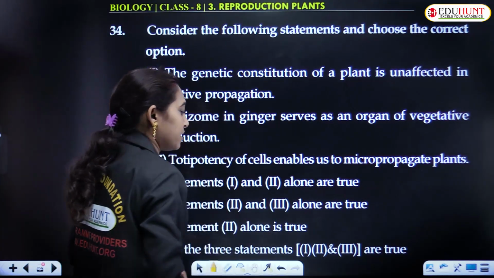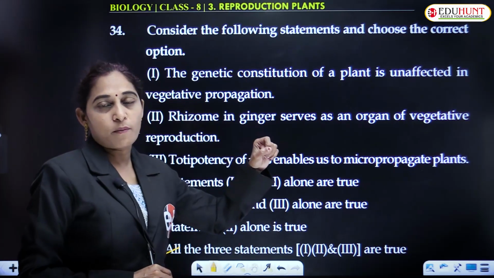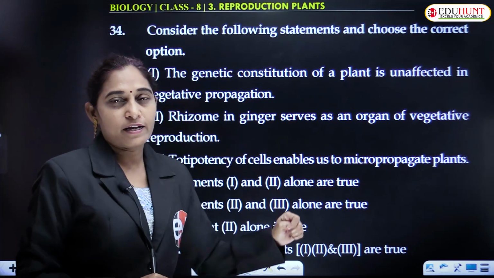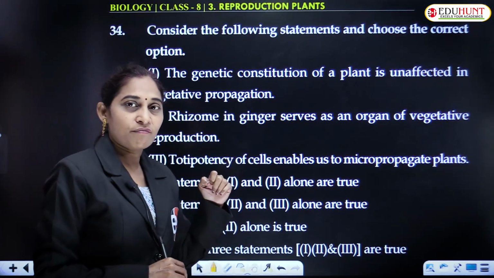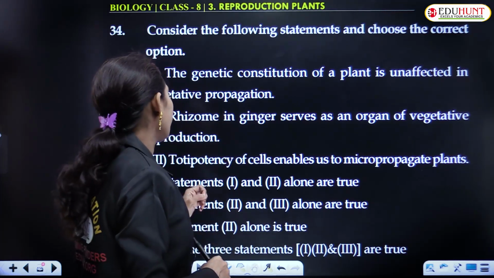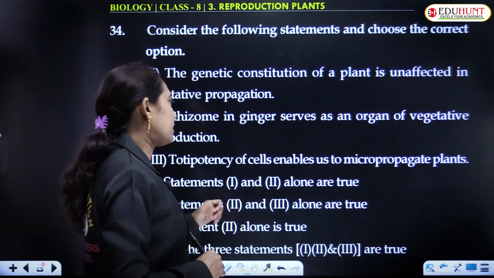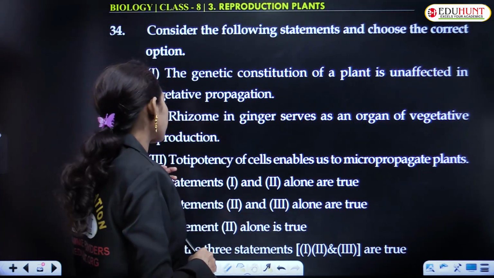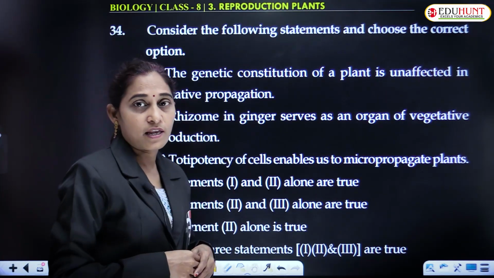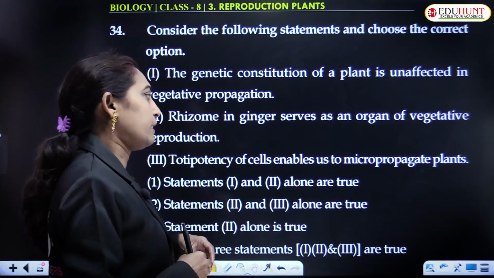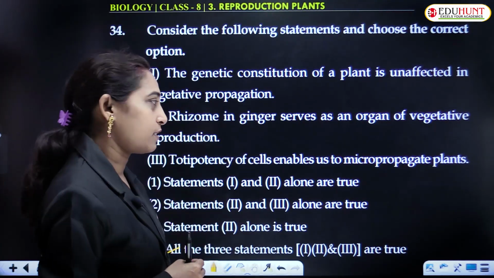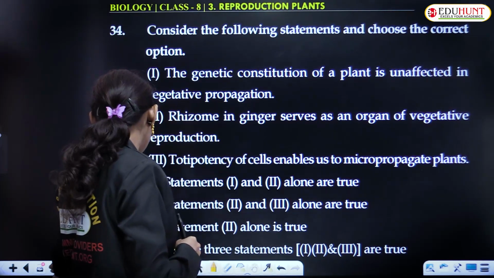All the 3 statements are correct, because in vegetative propagation the genetic complement is not affected, and the rhizome is the vegetative part from which the ginger germinates, and it is the vegetative reproductive part. Making use of the property of totipotency of the cell, we are moving into a new branch, that is micropropagation, tissue culture.